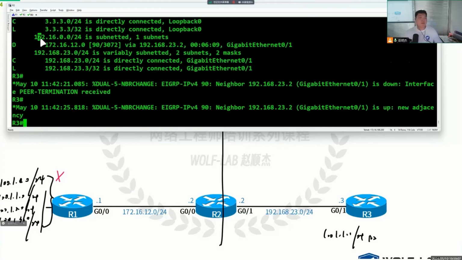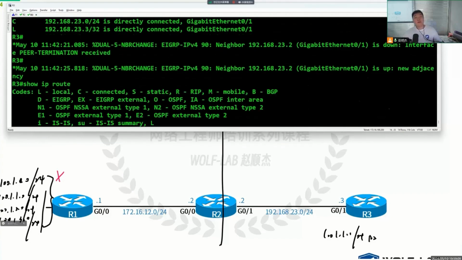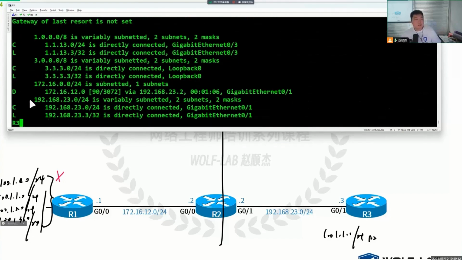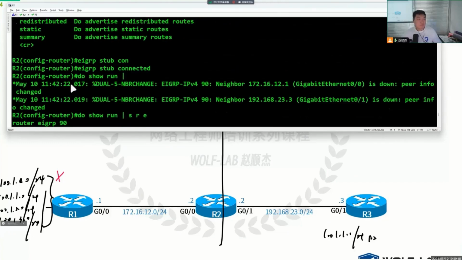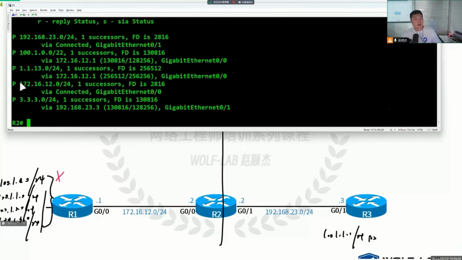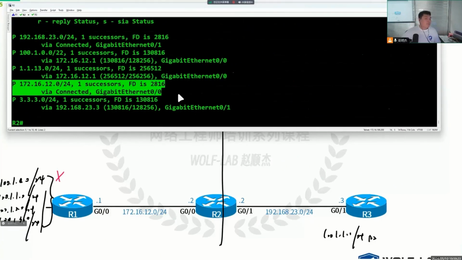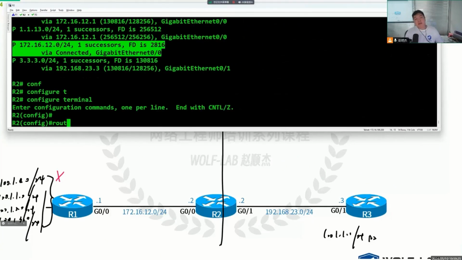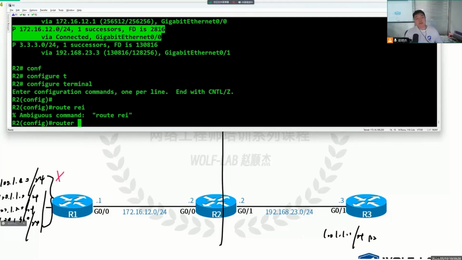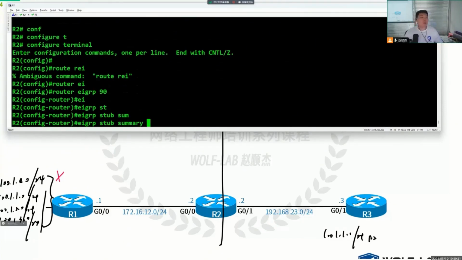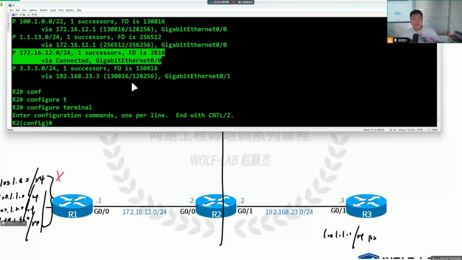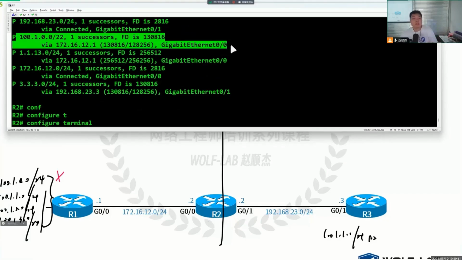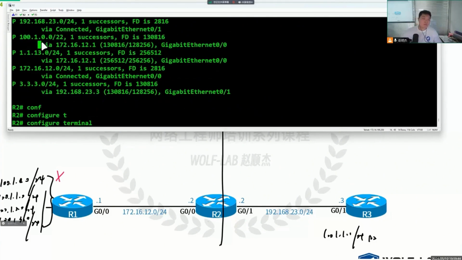1.1.3.0, such as those from R1, 100.1.0.0, but then I only announce my own directly connected routes. On R3's side, show IP route, then on R3's side, we only saw 172.16.0.0, only R2's directly connected routes, only the directly connected routes announced by R2. Of course, that's possible. We type another EIGRP 90, EIGRP stub with a summary, called connected summary.